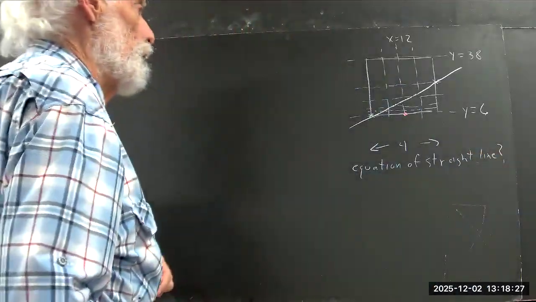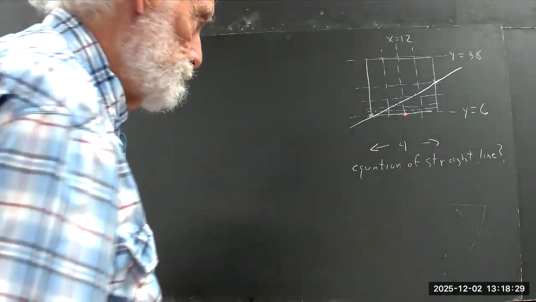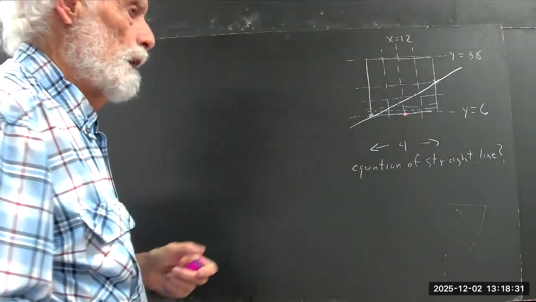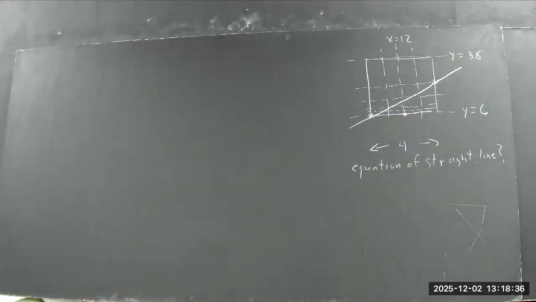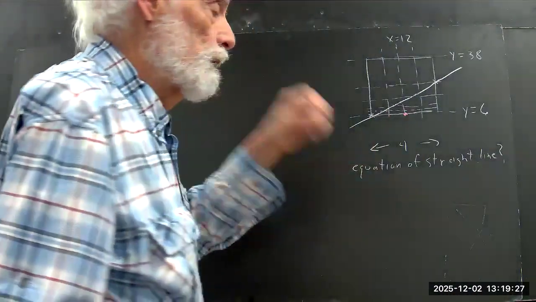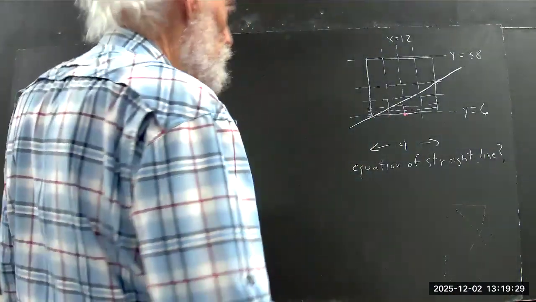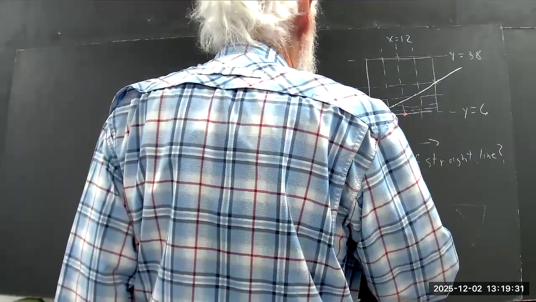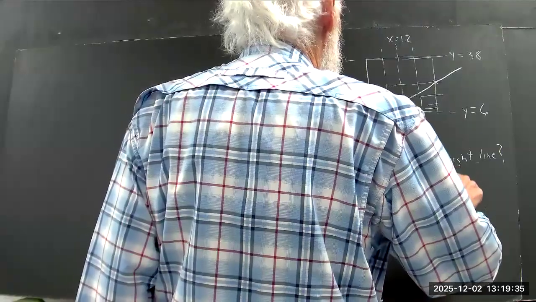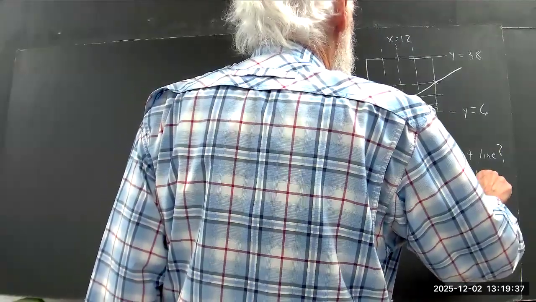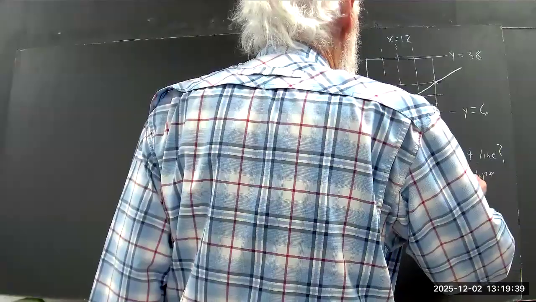What's the equation of the straight line? Well, I'll give you a chance to tell me. Okay. Now we want the equation of a straight line. We need either 2 points or a point and a slope.